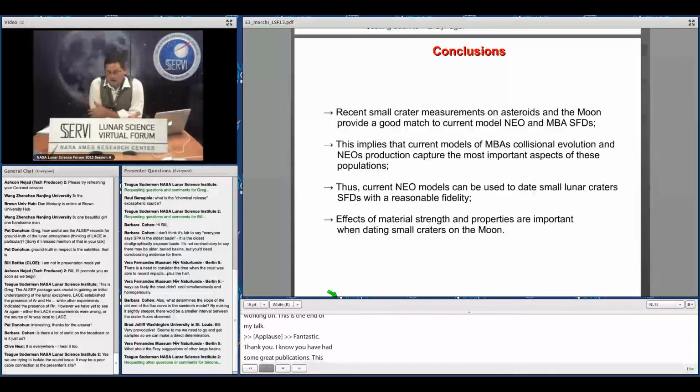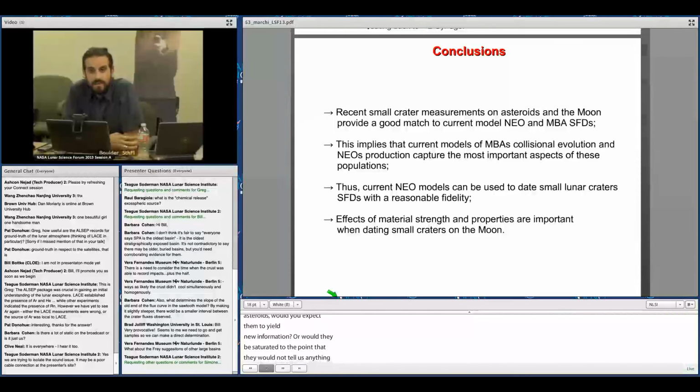I had a quick question for you. You've been talking about main belt asteroids, and if we were able to get out and start exploring some of these smaller main belt asteroids, would you expect them to yield any new information for you, or would they be saturated to the point that they wouldn't be able to tell us anything because they're too small?